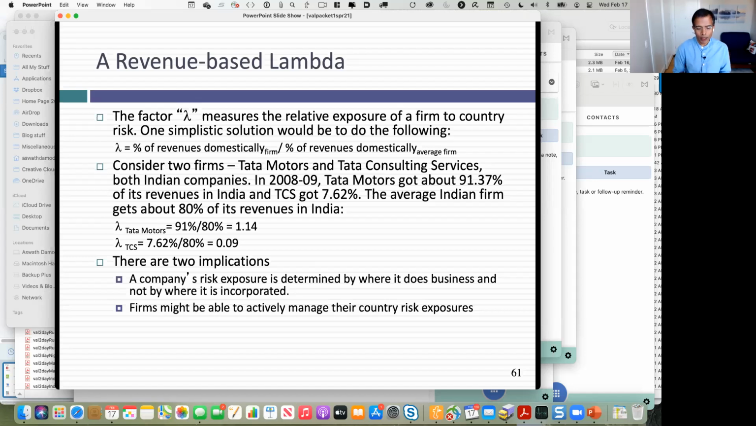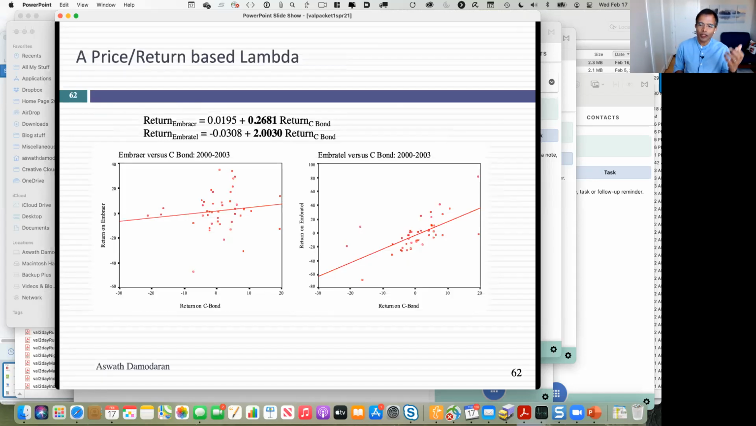So here's what I did. I ran regressions of returns on the stock. In this case, if you look at Embraer and Embratel, 2 Brazilian companies, I ran regressions, but rather than run them against a market index, which would give me beta, I ran them against a C bond, which is a Brazilian dollar denominated bond. Today, I'd run it against a sovereign CDS, right? Because you have a measure of country risk. And you say, what does this tell me? It tells me how, as the C bond does, how does my stock do?